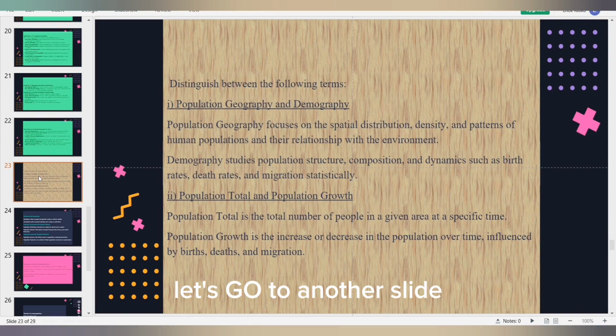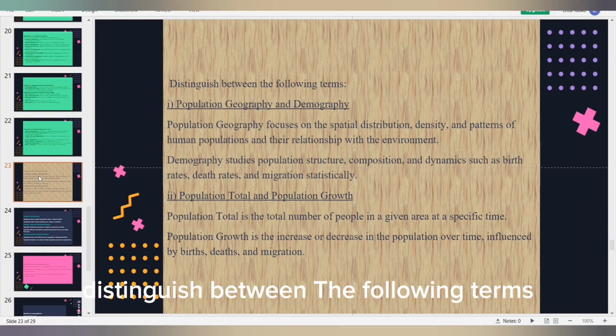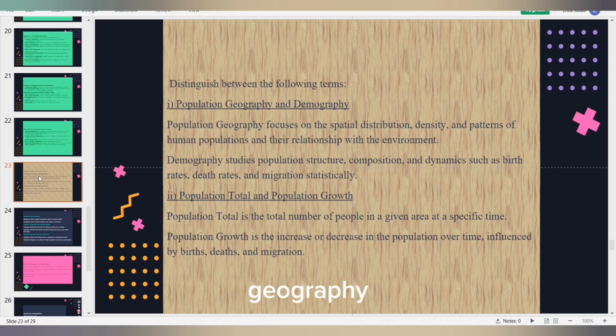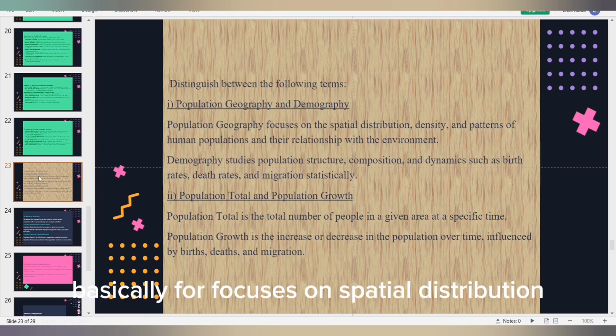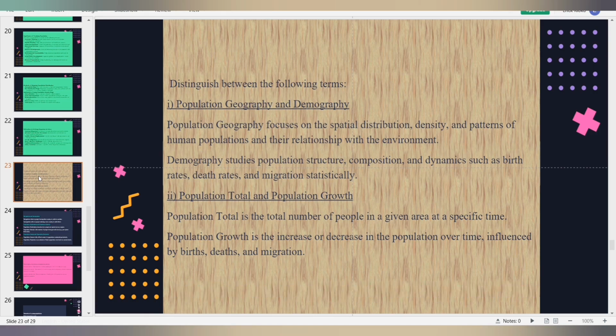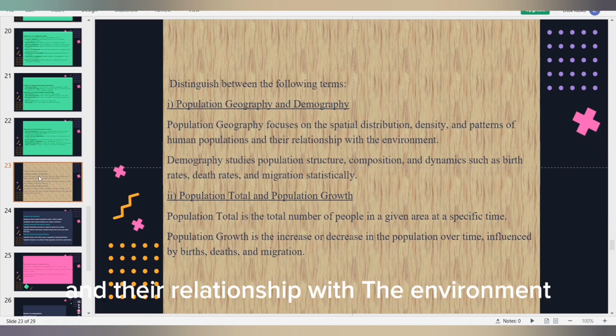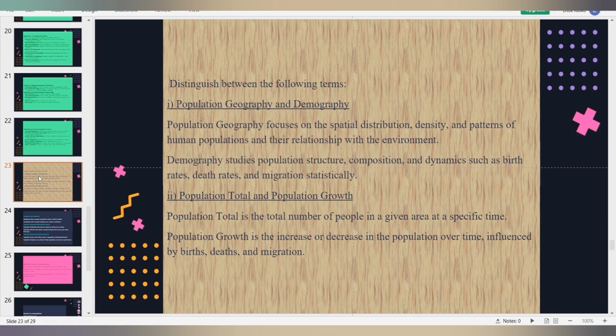Let's go to another slide. Distinguish between the following terms. We have population geography and demography. We have population total and population growth. So population geography basically focuses on spatial distribution, density, and patterns of human populations. We looked at that earlier, and their relationship with the environment.